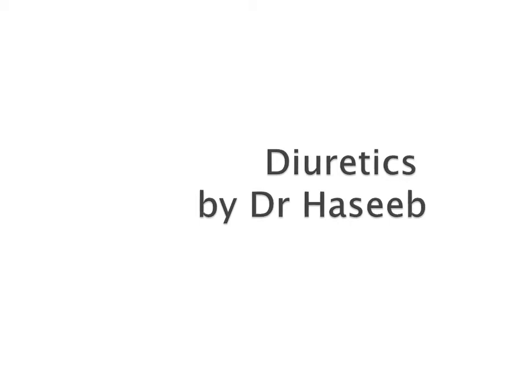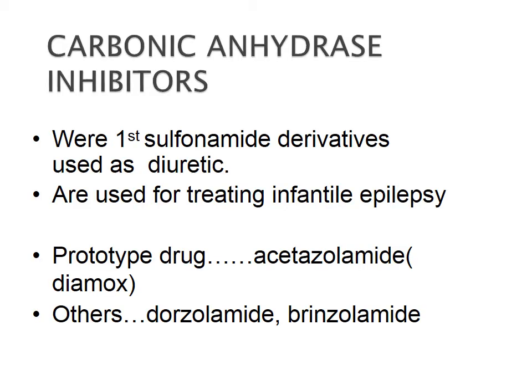Now, starting with the first diuretic, the carbonic anhydrase inhibitors. If you remember the structure of the nephron, it looks like this. There is a glomerular apparatus, then the basement membrane, then the proximal segment goes down to the descending segment, then the loop of Henle, then an ascending segment, and then the distal convoluted tubules. The carbonic anhydrase inhibitors work at the proximal segment of the nephron.